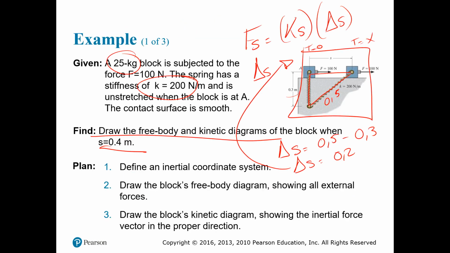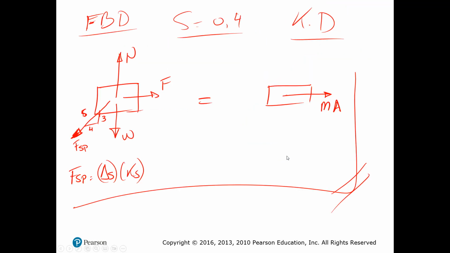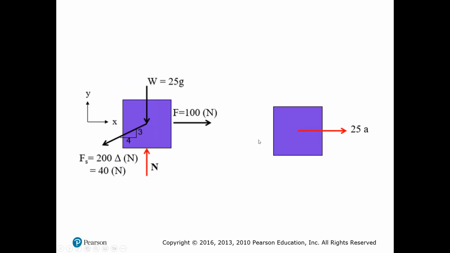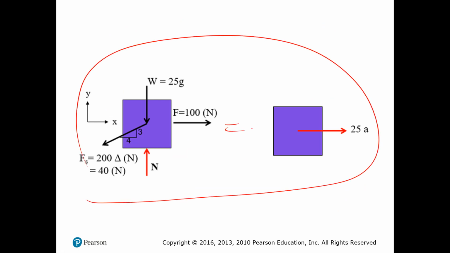This is all they were asking from us: just the free body diagram of the block when s equals 0.4, which is when the spring was stretched. So this is equivalent to the sum of forces equals ma. Okay, so then I added something much better drawn for your reference. But just keep in mind that I followed the steps I gave you in the previous slides. It's as simple as that.